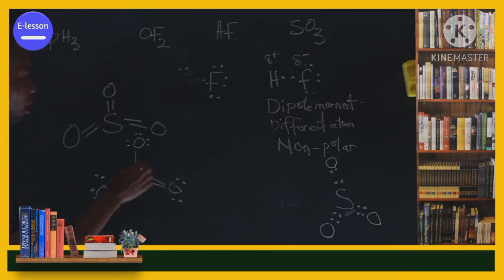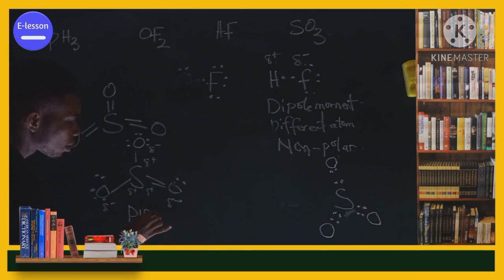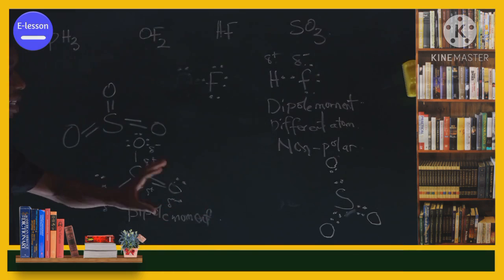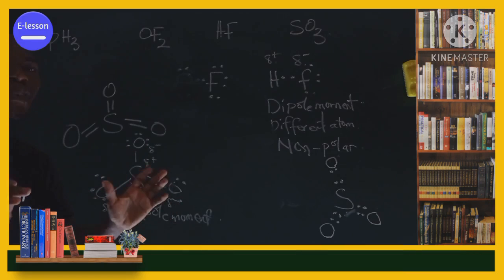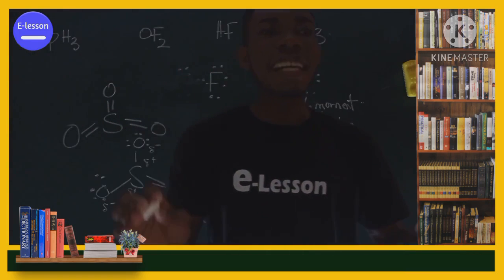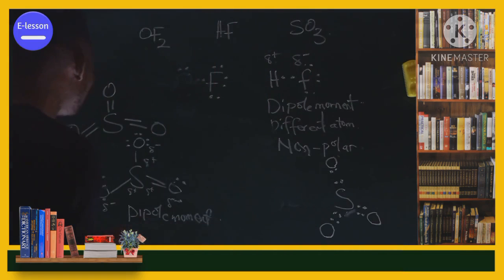Now, if you look at this very well, this has partially negative and partially positive ends. But first of all, it has the dipole moment. That is one. Now, since it has a dipole moment, there's a tendency for it to be polar, but is it polar? No, because we have 3 atoms that are arranged symmetrically. They are symmetrical. When we say something is symmetrical, it means that they are the same. Like this oxygen is the same as this oxygen, is the same as this oxygen.